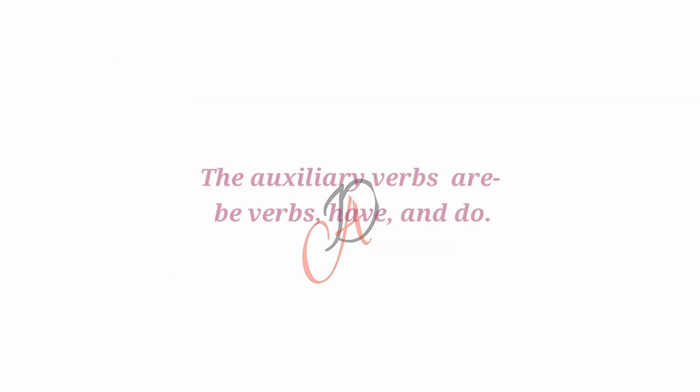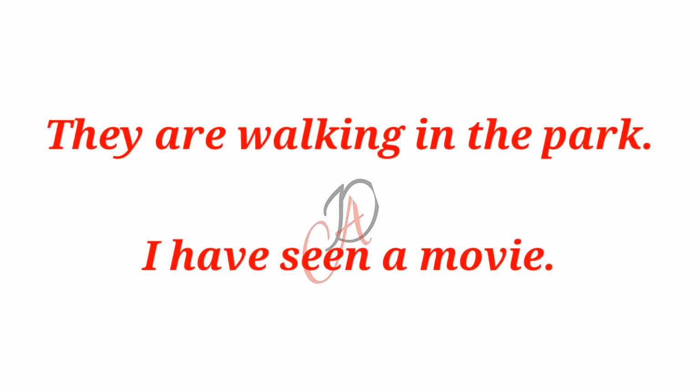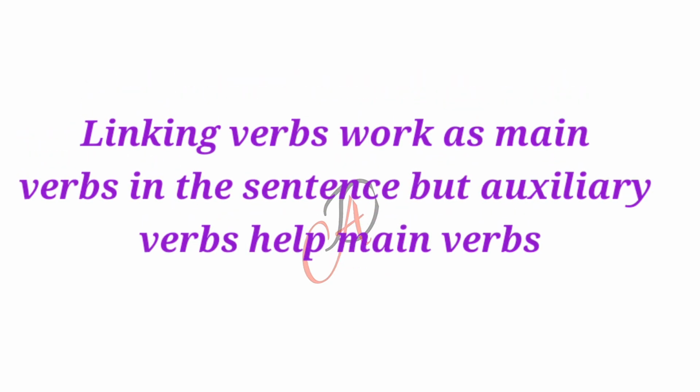The auxiliary verbs are be verbs, have verbs, and do verbs, and they are generally used in continuous or progressive tenses. For example, they are walking in the park. The next one, I have seen a movie. And the major difference between linking verbs and auxiliary verbs is that linking verbs work as main verbs in the sentence, but auxiliary verbs help main verbs.